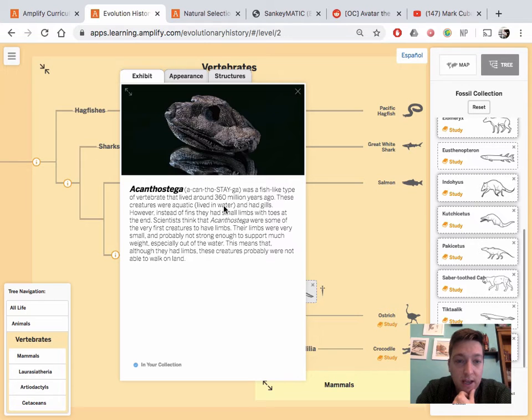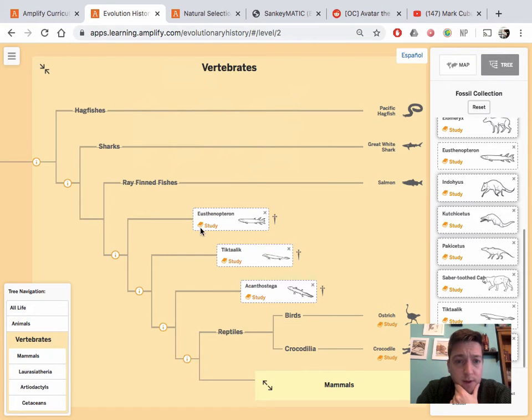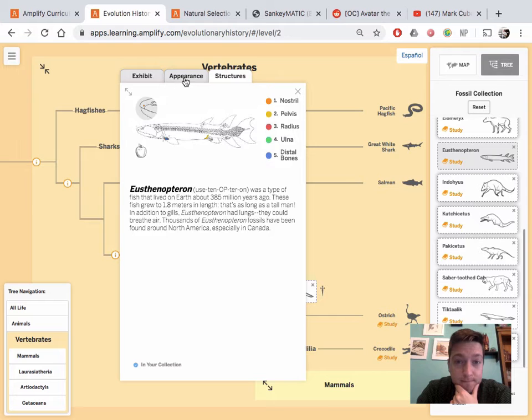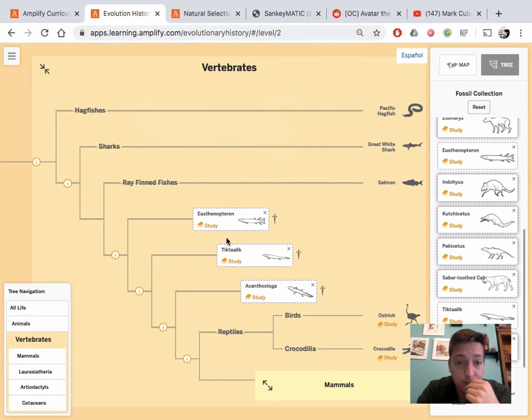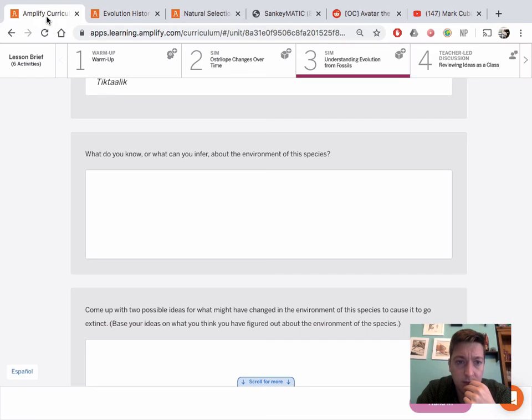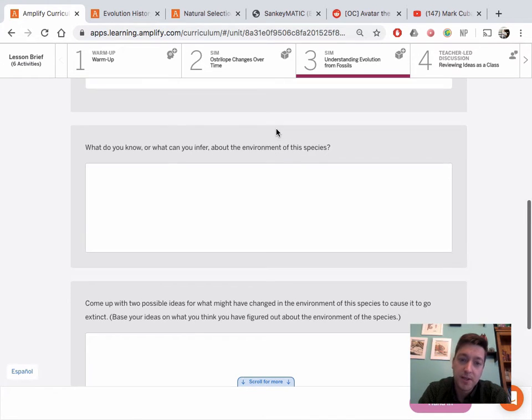Acanthostega was aquatic and had gills, but instead of fins, they had small limbs. Although they had limbs, they were probably not able to walk on land. So maybe they walked in the water. Eusthenopteron had lungs in addition to gills. So maybe they came to the surface. And Tiktaalik, they have a neck, ribs, and bones. They probably spent most of their time in shallow water. So choose one of these 3 organisms. What can you infer about the environment? Well, it depends on which one you choose.